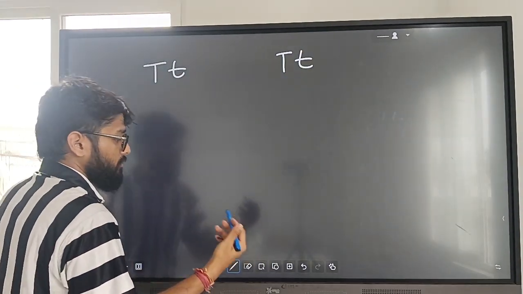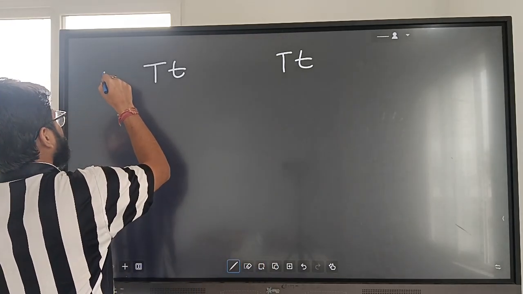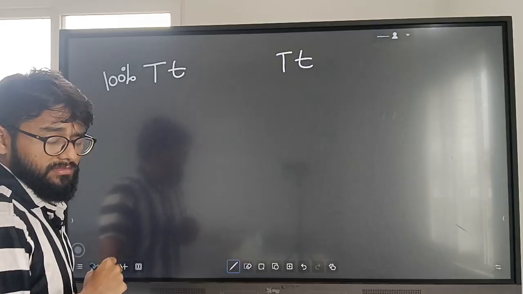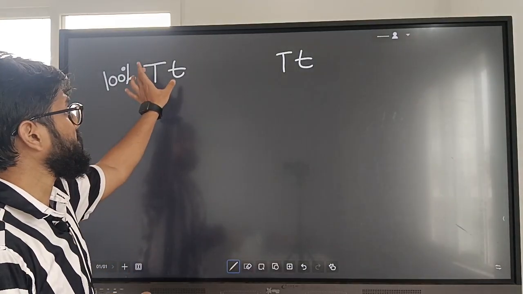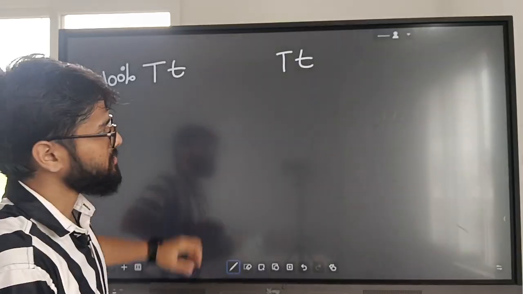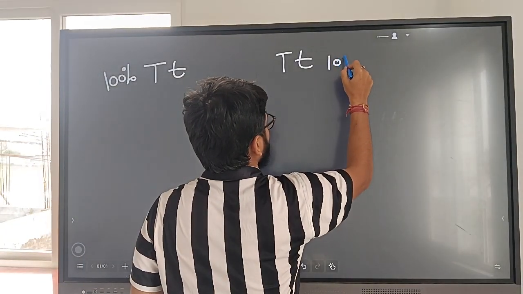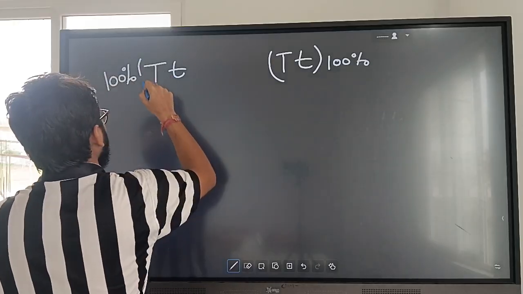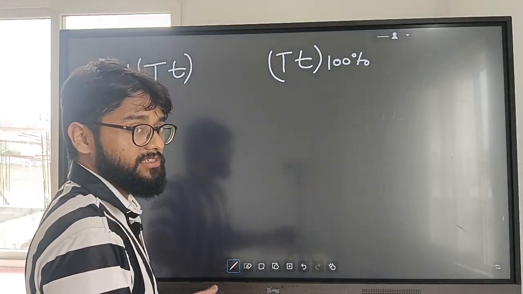Okay, for once let us assume that this is 100%. This is a 100% complete organism, correct? So we can simply show it by 100% in this way also. This is also 100%, correct? Both of these are complete organisms, nothing is incomplete.